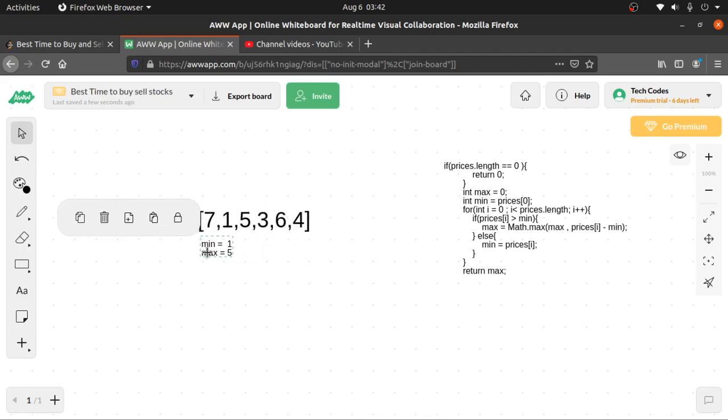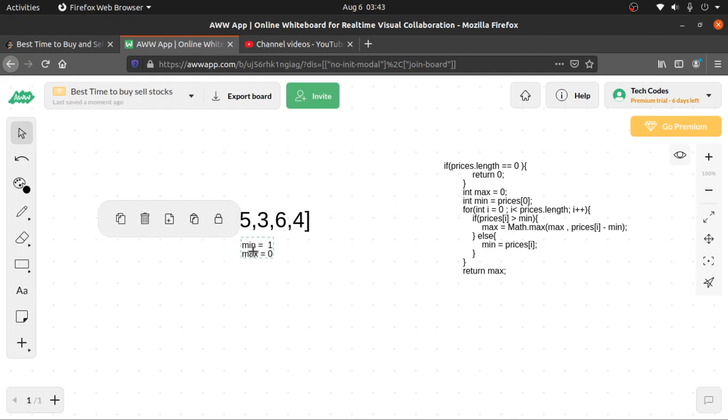Let's see this in the algorithm, and it will make more sense if we also do it in the algorithm. So we start with prices of 0 as a min, and current maximum is 0. We are in this 0, and we start iterating. Prices of I is greater than min, so 1 is greater than min? No, so we set the new min. Then our new min is 1. So we set min is prices of I.